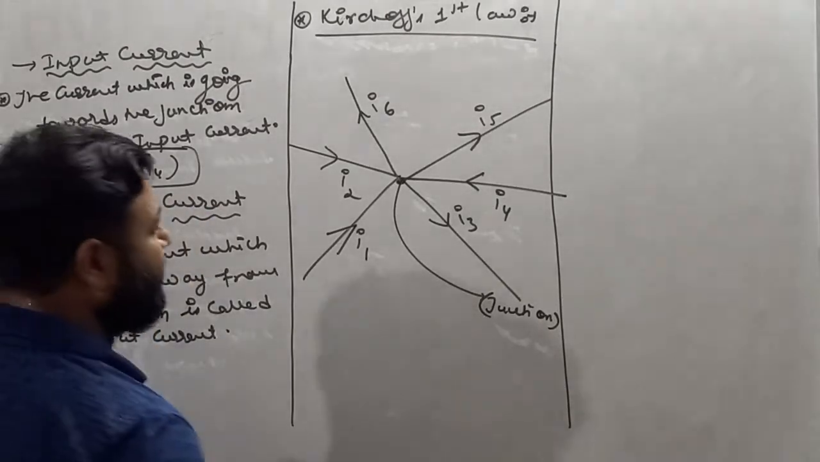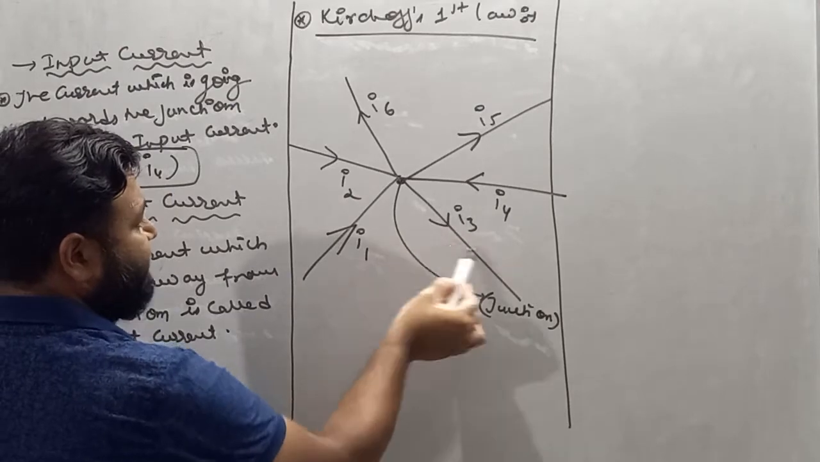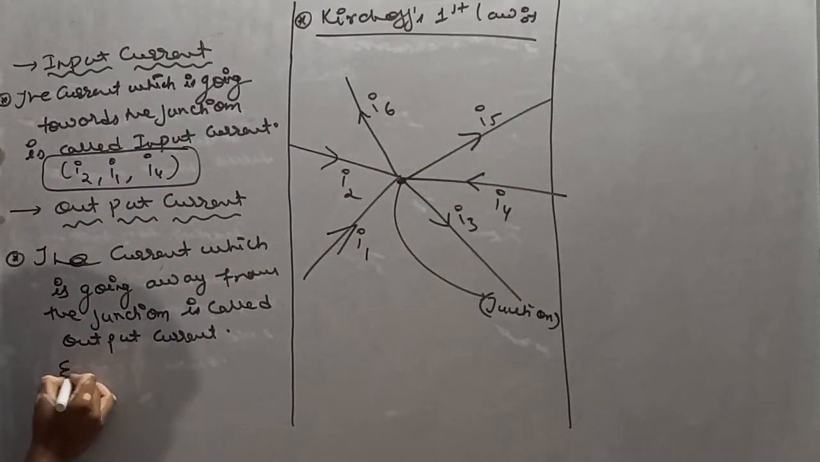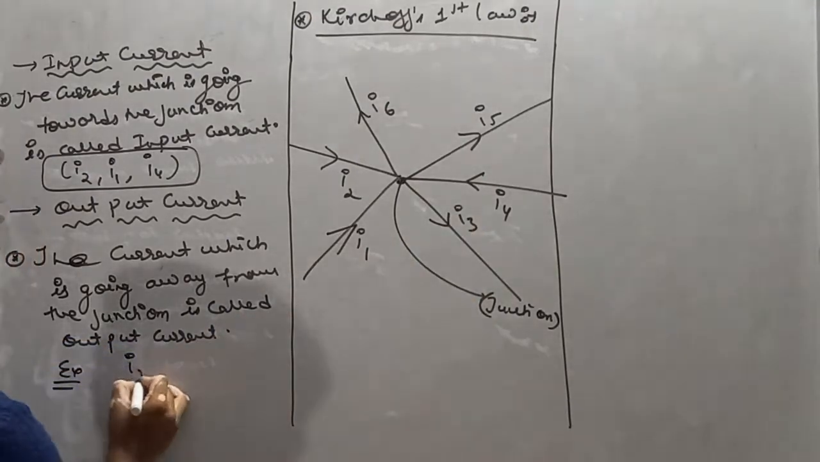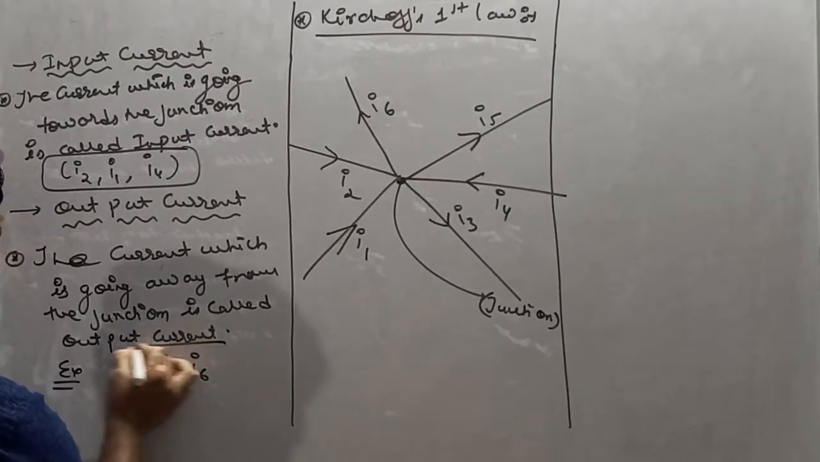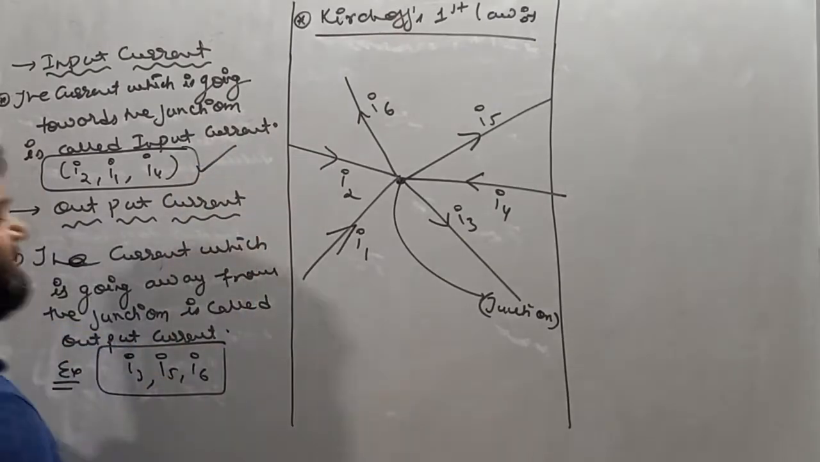So let's check it out. Which current is output current? Away from the junction, it is I3, I5 and I6. So examples of output current are I3, I5 and I6. These three currents are output current and these three currents are input current.